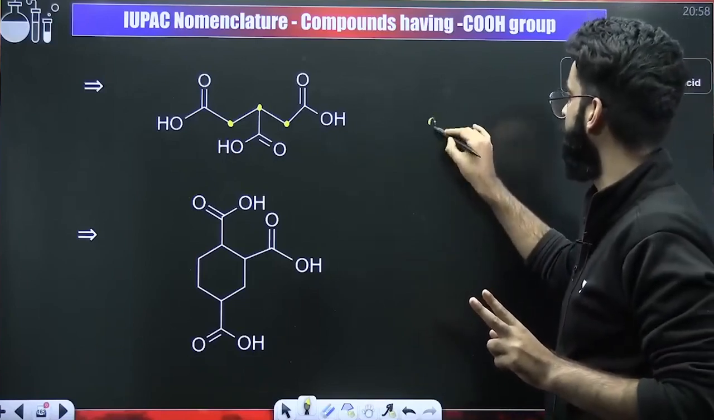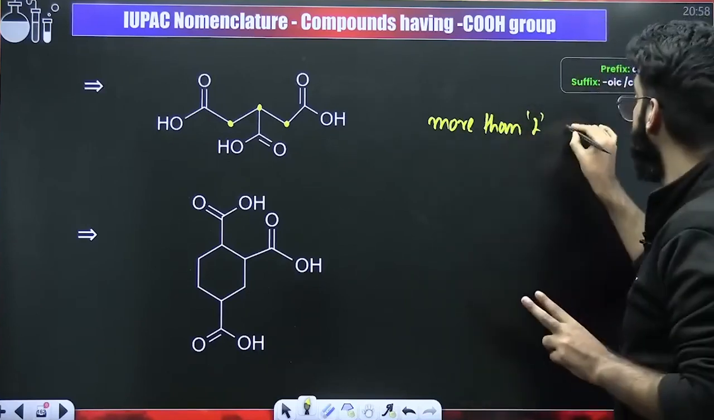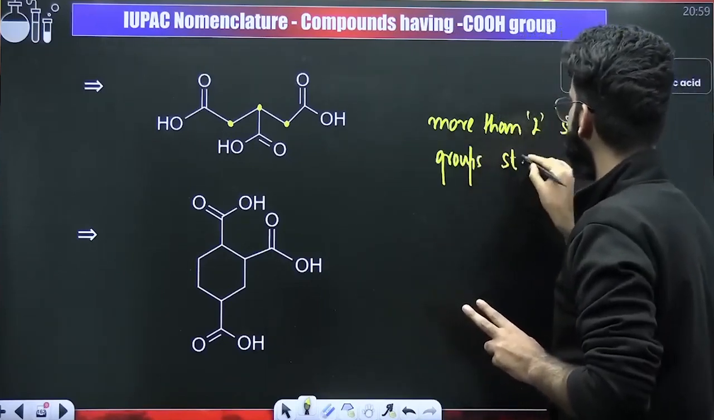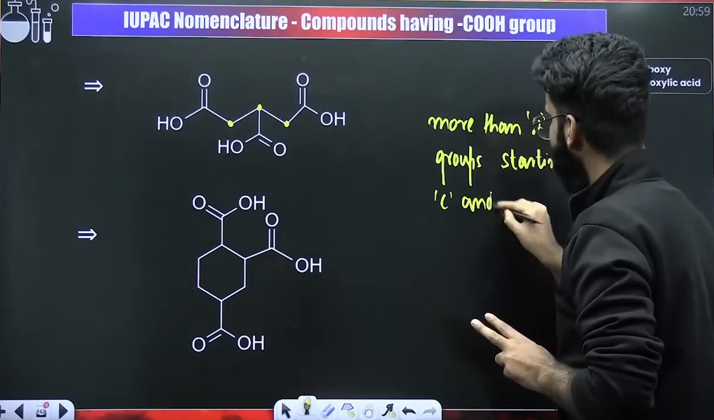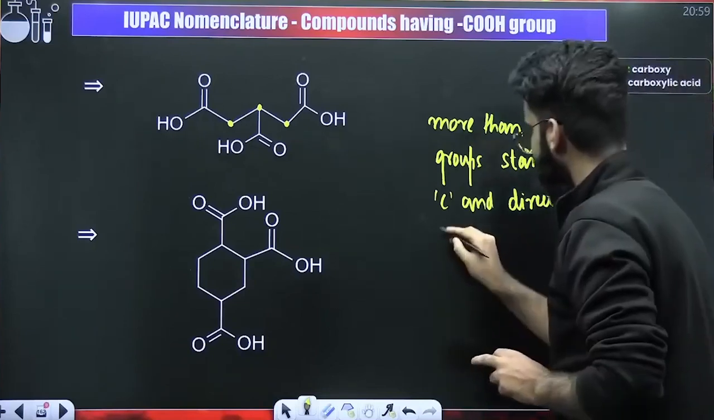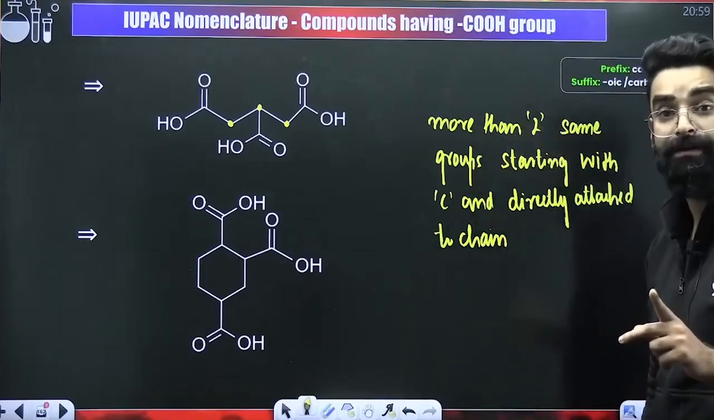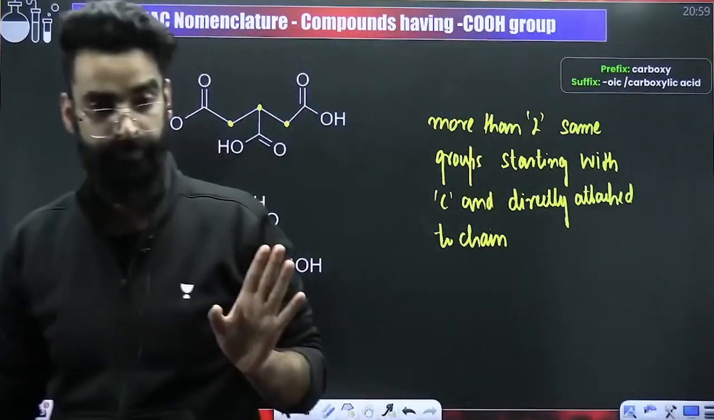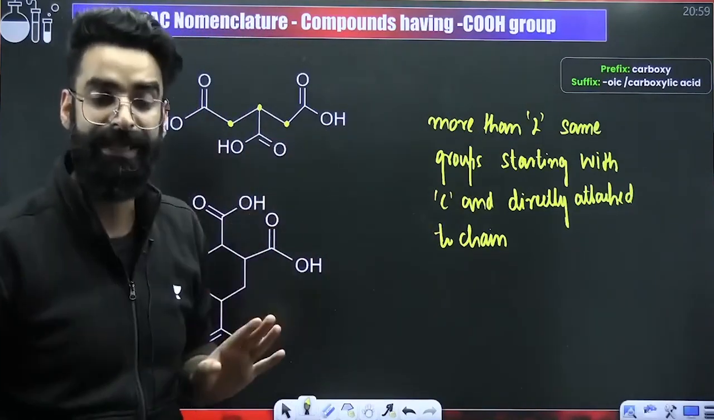Whenever you have got more than 2 same functional groups, starting with carbon, and directly attached to the chain, none of these carbons of the carboxylic acids is to be included in the main chain.